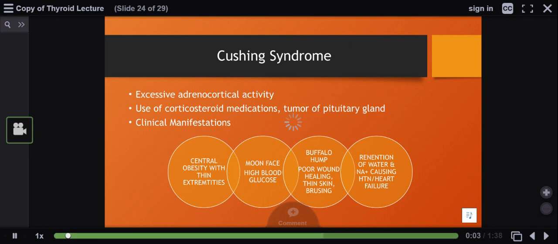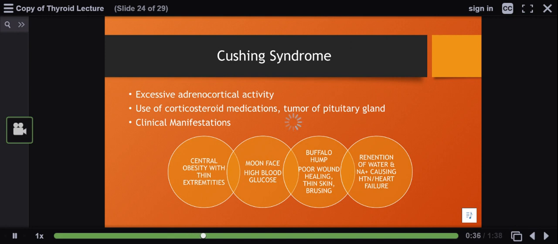Unlike Addison's disease that results from a deficiency in adrenocortical activity, Cushing's syndrome results from an excessive activity within the adrenal cortex. Due to the excessive output of the cortisol hormone, these clients, unlike Addison's disease, would be at an extremely high risk for things such as hyperglycemia and hypernatremia.